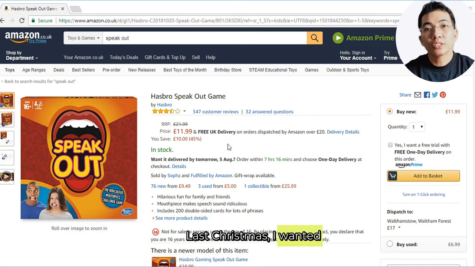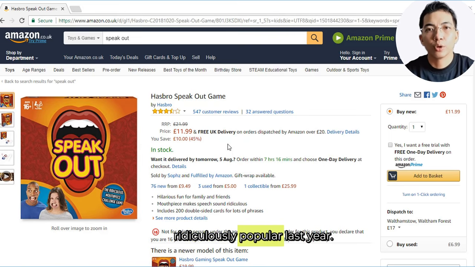Last Christmas, I wanted to buy a board game, so I went on Amazon and I looked for Speak Out. You probably know the game because it became ridiculously popular last year. Anyway, the game was so popular that no seller in UK had the game anymore, and it was still November, more than 1 month before Christmas. Some days Amazon was receiving some stock like 200 pieces, but it was almost impossible to buy the game if you were not at the computer 24 hours per day, because those 200 pieces were gone in 15 minutes. Everyone wanted to make sure to have the game for Christmas.